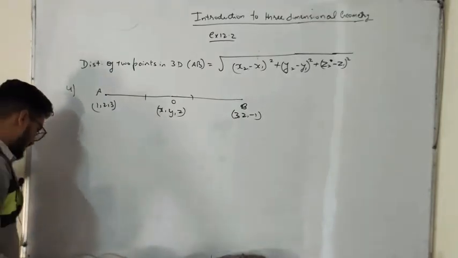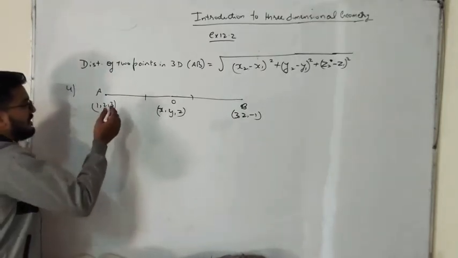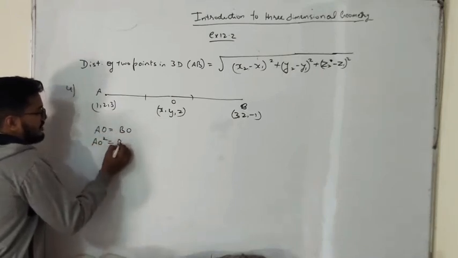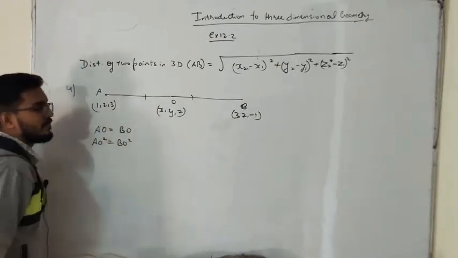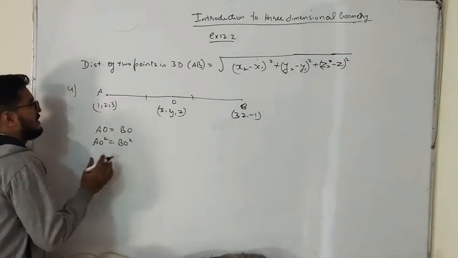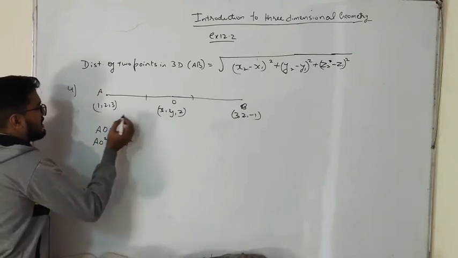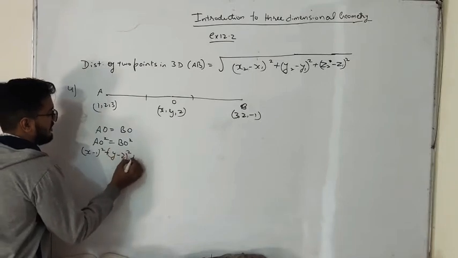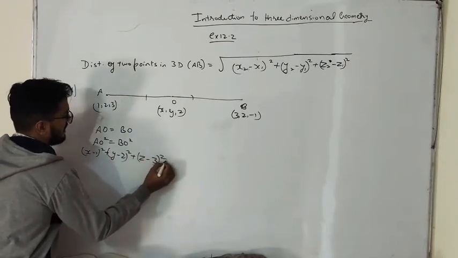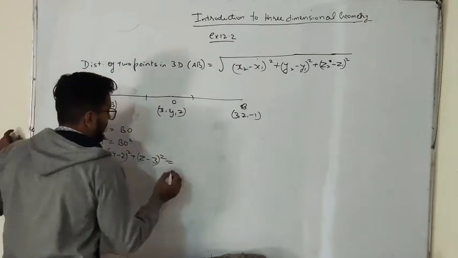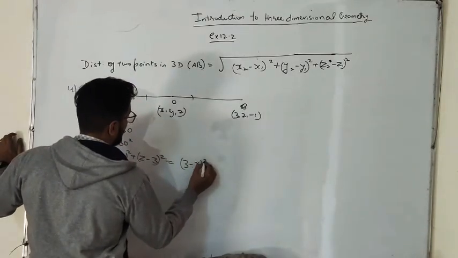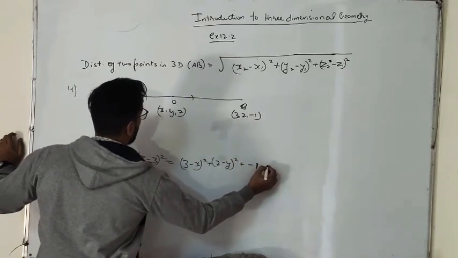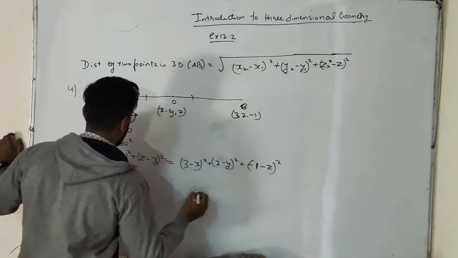So we have to find out an equation of the line. If it is equidistant, that means AO is equal to BO, or AO square is equal to BO square. In order to remove that square root, we have done square on both sides. So AO square is x minus 1 whole square plus y minus 2 whole square plus z minus 3 whole square, by the distance formula. Similarly, 3 minus x whole square plus 2 minus y whole square plus minus 1 minus z whole square, right?